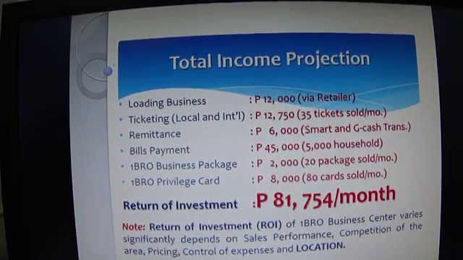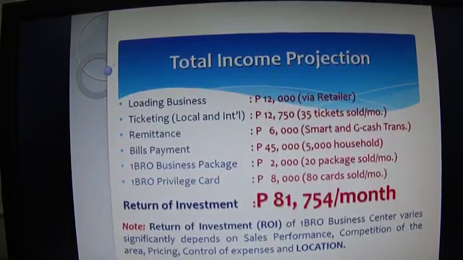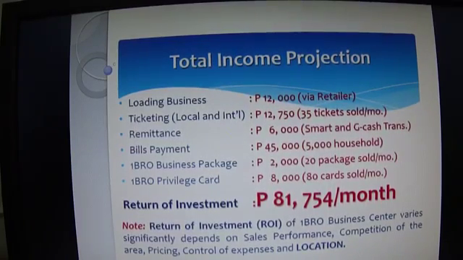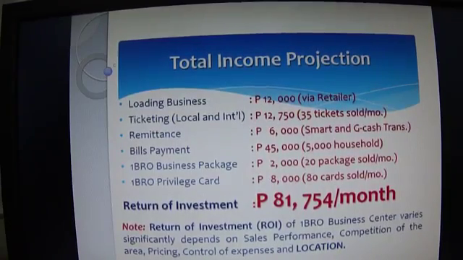The slide shown is the total income projection of Wambro Business Center. Your capital for package A is 500,000 pesos and for package B is 288,000 pesos.